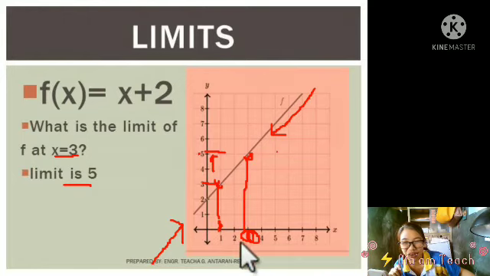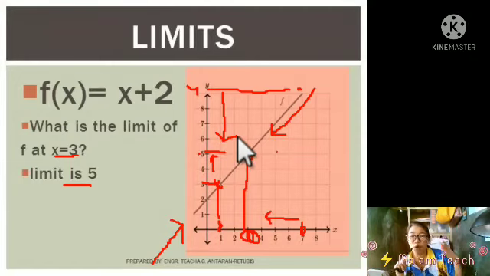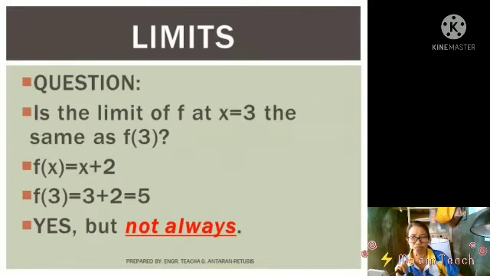Now, let's say you started here at 7. Your x is 7, and you approach 3, so you go back. If your x is 7, what's the corresponding y here? It will be 9, right? So from 9, going to 3, your y is approaching 5. So I hope, class, that you visualize what I am trying to tell you. But the question is, ma'am, is the limit of f at x equals 3 the same as f of 3?